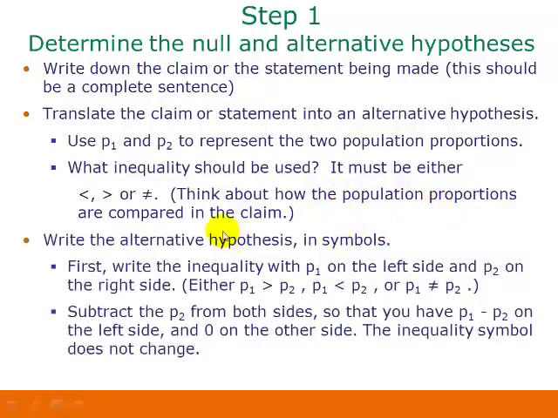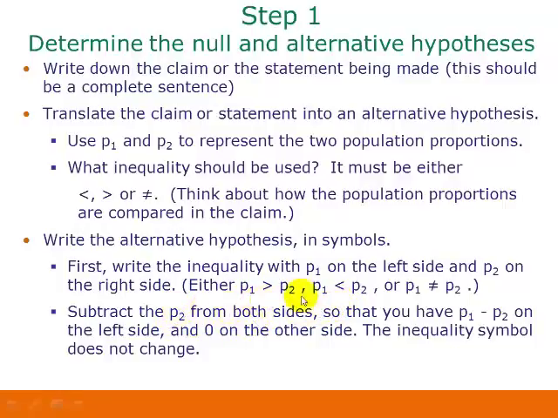And then we're going to write all our alternative hypotheses in symbols. First, write the inequality with p sub 1 on the left side and p sub 2 on the right side. So you're either going to have p sub 1 is greater than p sub 2, p sub 1 is less than p sub 2, or p sub 1 is not equal to p sub 2. The reason we start with this is because it's easier just to think of how the two population proportions are compared in the claim.